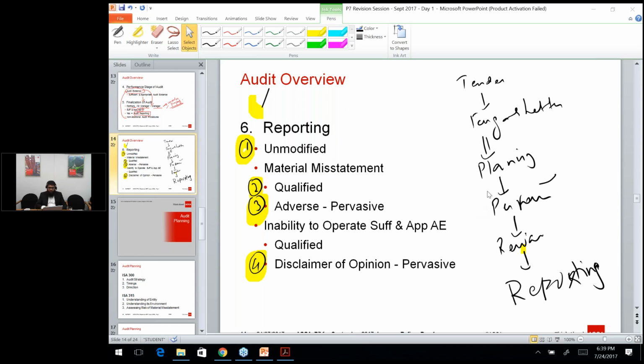Atisham, there is a question from your side: can we pass this P7 by attempting 2 questions from section A and only 1 question from section B due to time limitations? When you attempt a complete paper, you enhance your chances of passing, because even if you have attempted 2 questions, which is 60 marks, and 1 question which is 20 marks, that makes it 80 marks.